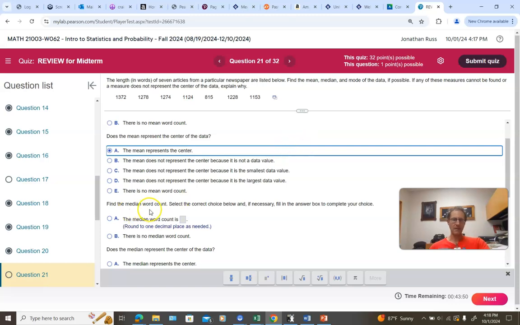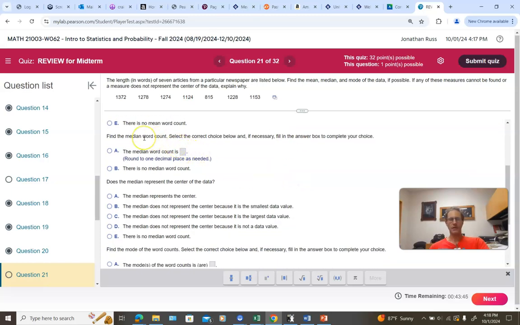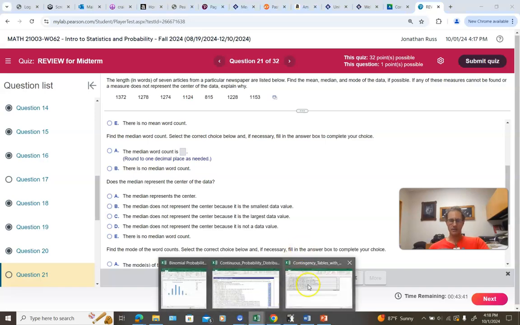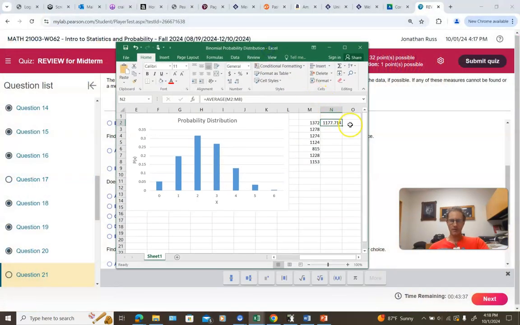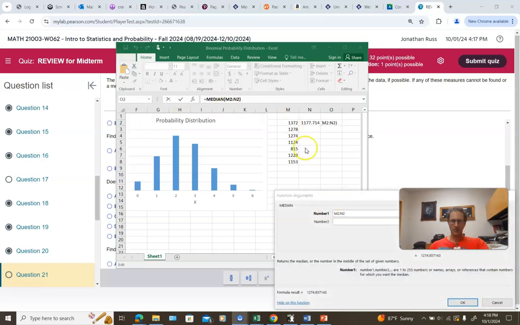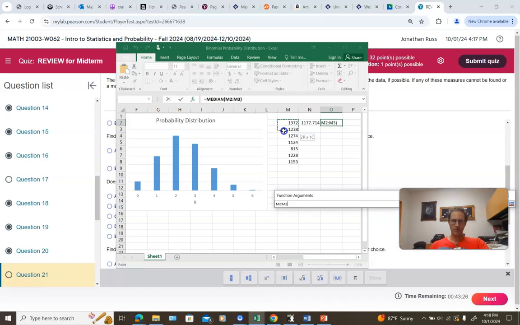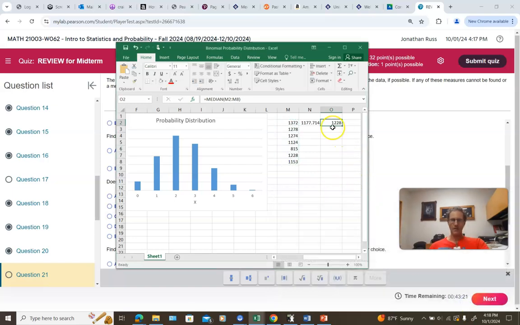And then it says find the median word count. Okay, so if you're doing this in your calculator, it'll give you both the mean and the median. If I'm doing this in Excel, I need to select another cell right here, and I'm going to tell it to find the median. Okay, and I'm going to select the same group of numbers, hit OK, and the median is 1,228.